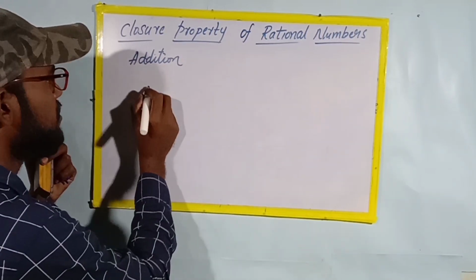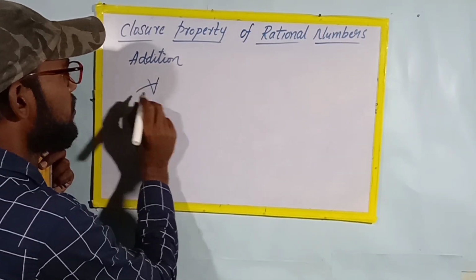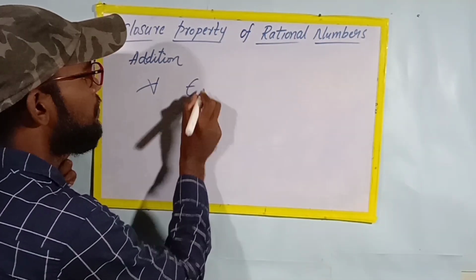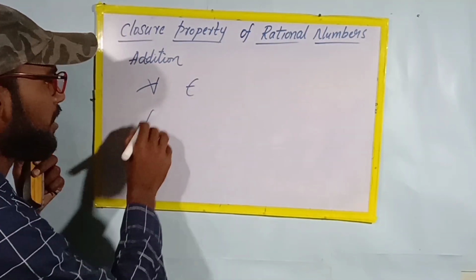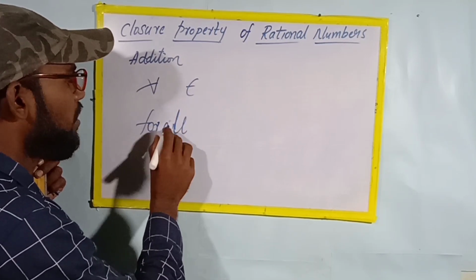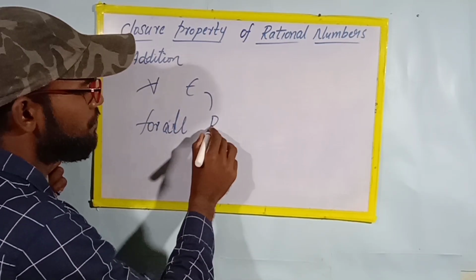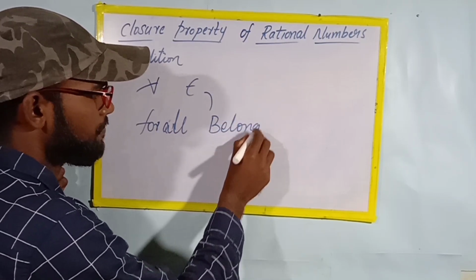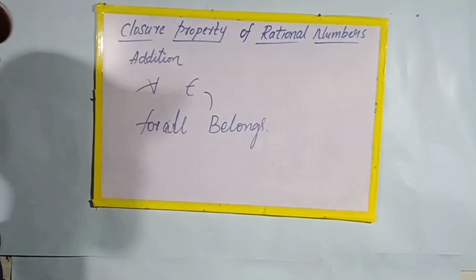So we can use two new symbols here. What are the two new symbols? This is the for all symbol and the belongs to symbol. So this is for all. This is belongs to. So for all and belongs to, these are the two symbols.